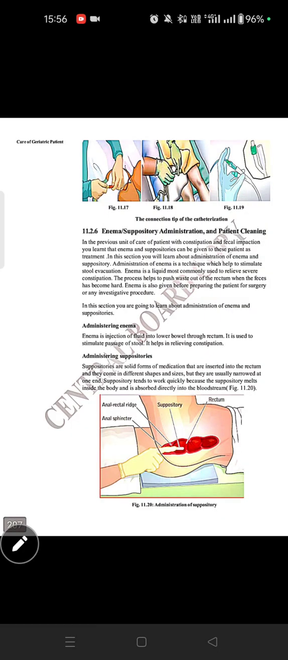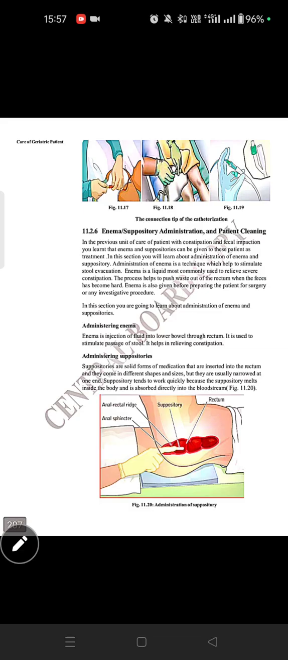Then we have enema, suppository administration and patient cleaning. In the care of the patient, maybe there is constipation or fecal impaction, and at that time we should give the suppository or enema. We can give that at the bedside. We should use all the equipment and techniques properly. Most enemas use liquid, and only then will it help waste come out of the digestive system.